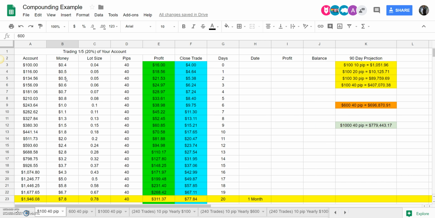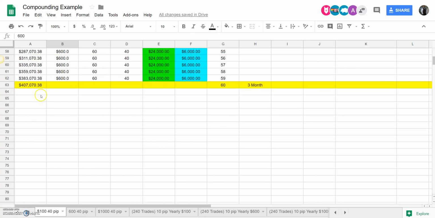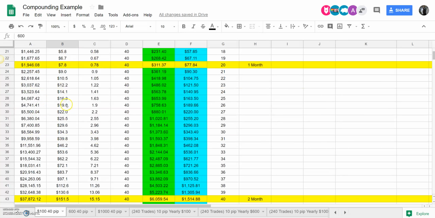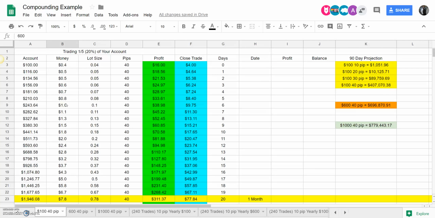So all you'll be doing to properly do this strategy is look at your account size, and based on your account size, that's going to tell you your lot size, and you're using that lot size going after 40 pips, 10 pips at a time, okay? 10 pips at a time. Now, if you properly follow that out in a 90-day period, you will have $407,000, okay? That is the strategy.